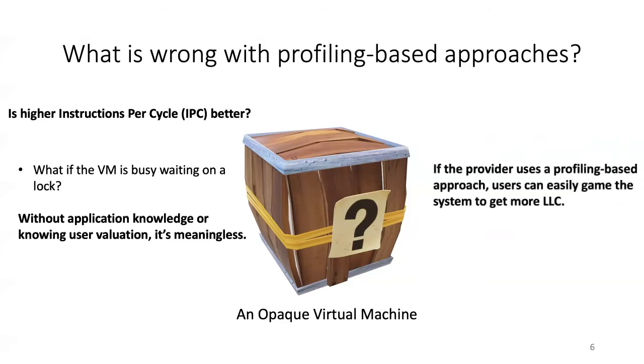Another example, let's say that we were to use a profiling-based approach in public clouds. If I'm a developer, I could easily have random accesses, I get cache misses, and I can trick the provider to give me more last level cache. This selfish behavior would give me more cache, but puts pressure on my co-tenants. These are just two examples demonstrating why the profiling-based approaches are not quite suited for public cloud settings.